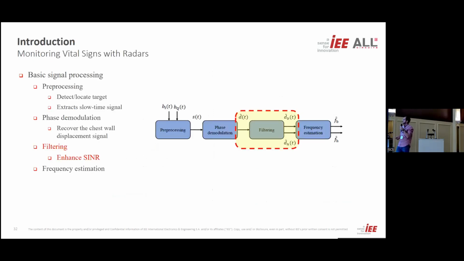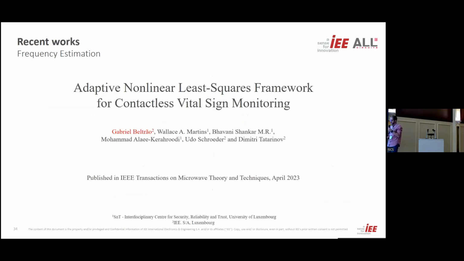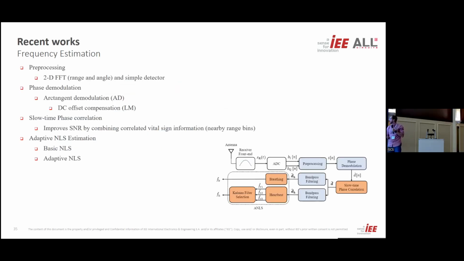Okay, and finally, we can assume now that our signal was properly filtered. So we have a nice signal. Let's go for the frequency estimation part. This is the last work I will show you today, which was published recently. It's about adaptive nonlinear least squares estimation. We proposed a few things in this work, but I will focus only on the estimation part.